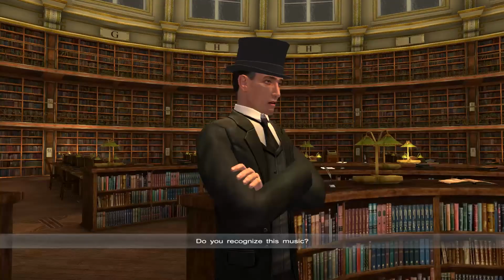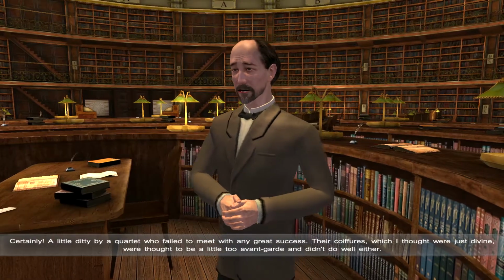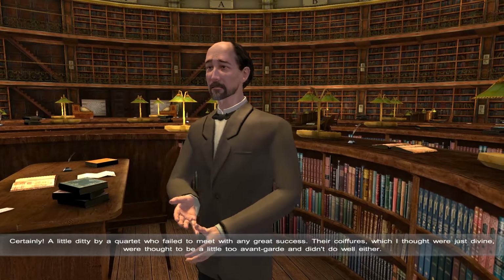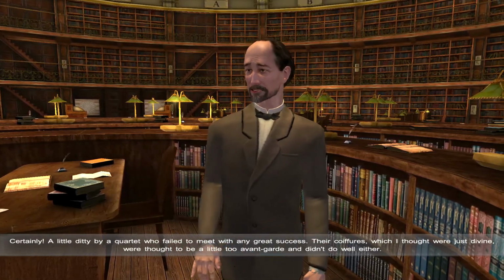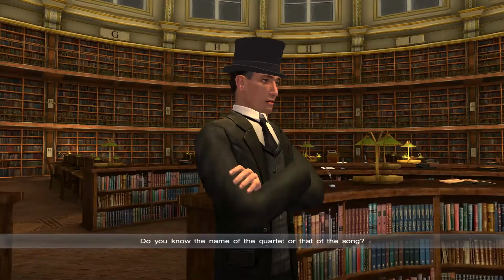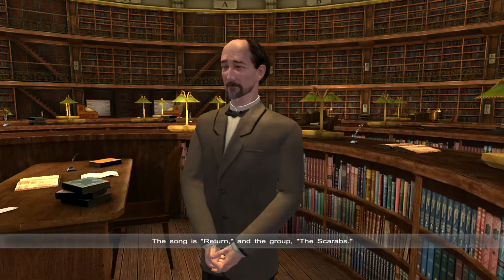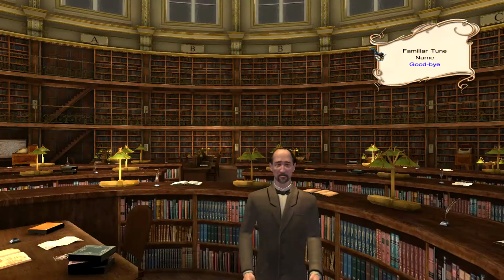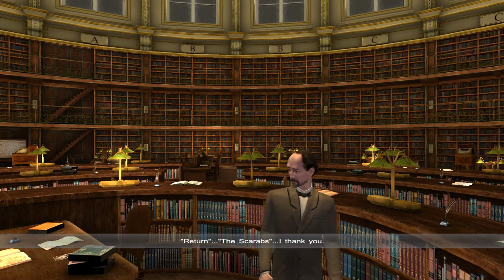Do you recognize this music? Certainly, a little ditty by a quartet who failed to meet with any great success. Their coiffures, which I thought were just divine, were thought to be a little too avant-garde and didn't do well either. Do you know the name of the quartet or that of the song? The song is Return, and the group The Scarabs. Aha! Return, the Scarabs. I thank you. Return quickly.